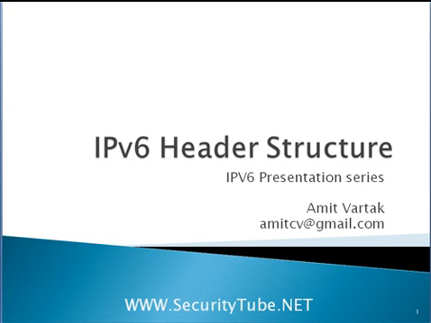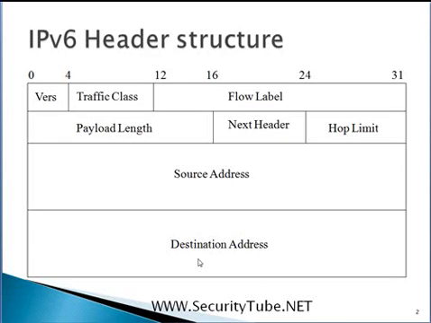I am Amit Vartak. In this video, I will be talking more about IPv6 header structure. This is a standard format of IPv6 header. If you just see the header, most of the space is occupied with source address and destination address. Source address is 16 bytes, destination address is again 16 bytes. And the remaining 8 bytes are just occupied with general fields like version, traffic class, flow label, payload length, next header and hop limit. Let's see all these fields one by one.